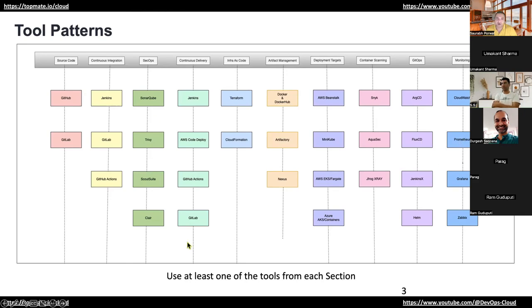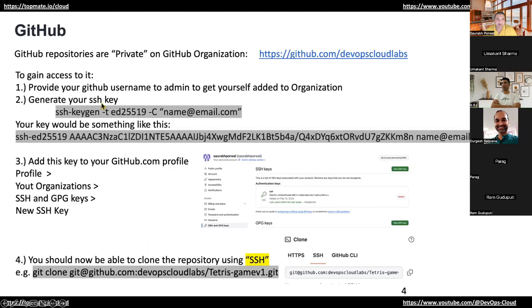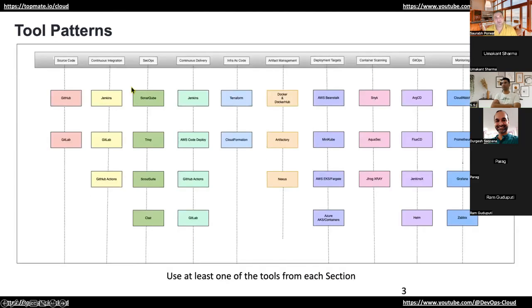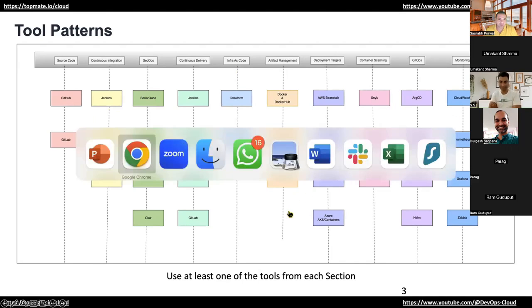Now, because there are n number of projects, you don't need to use all these tools from every stream. For example, if you're using source code, you can use your CI. You might choose to skip SecOps in this project and go for continuous delivery. You might choose to skip infra as code, but you have to pick at least 5 or 6 streams for any of these projects, and you have to do multiple projects in here.